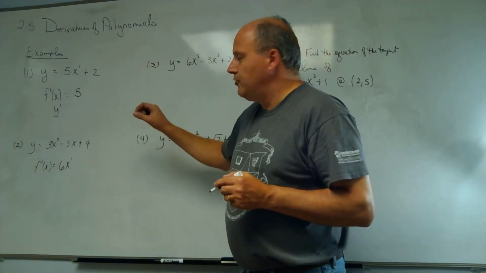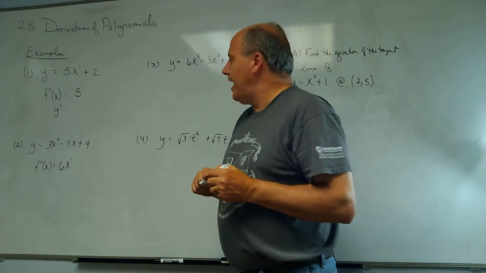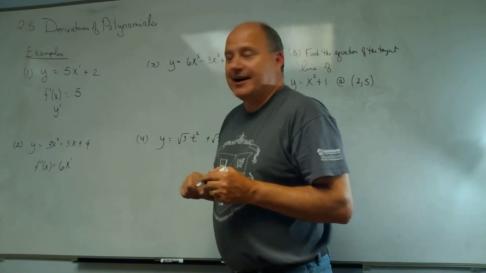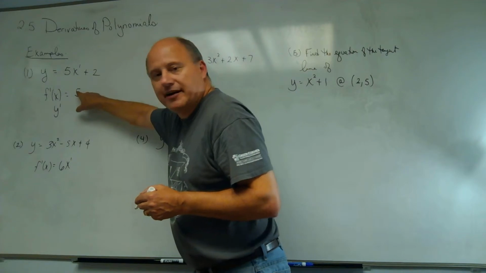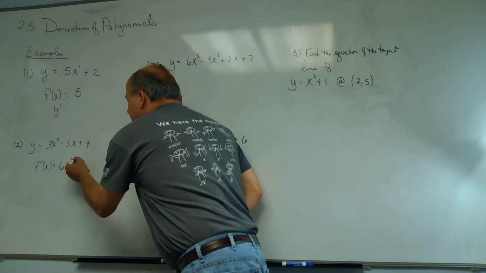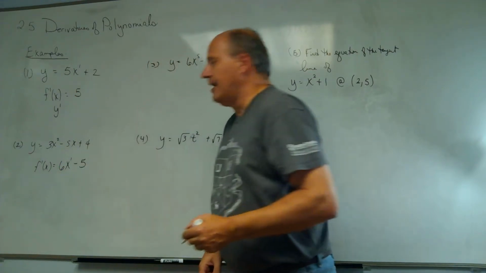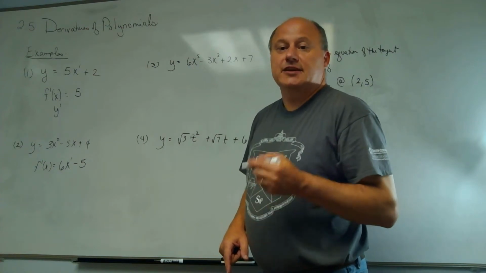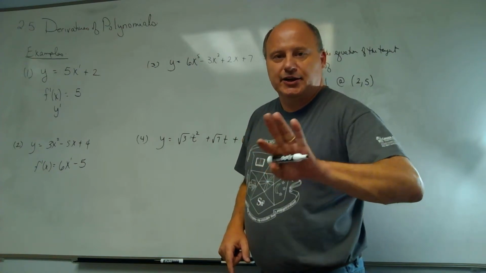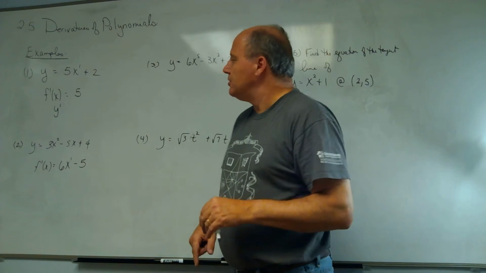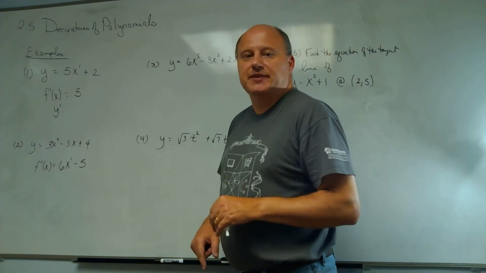Because you bring the 2 down by 1. And the derivative of negative 5x is negative 5, because remember the derivative of 5x is 5. So it's minus 5. And the derivative of 4 is a constant. 4 is a constant, so you can just ignore those because the derivative of that is 0. So the derivative of this function is 6x minus 5.